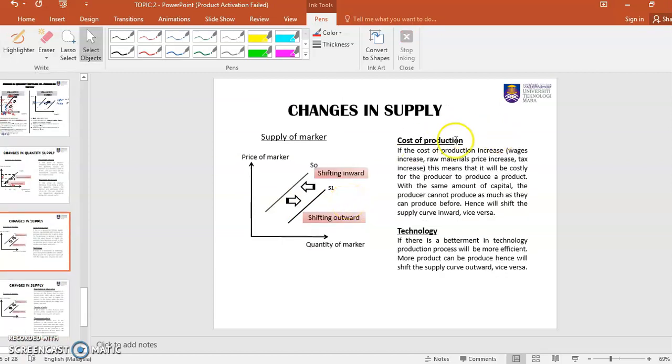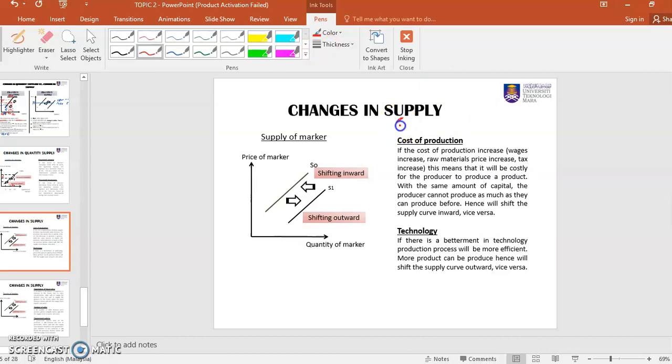Okay, cost of production. If the cost of production increases, for example wages increase, raw material price increases, tax increases, this means that it will be costly for the producer to produce a product. With the same amount of capital, the producer cannot produce as much as before. Hence, it will shift the supply curve inward. Cost of production is usual, right? As a seller, if cost keeps increasing, we will produce less, right? Not because the price is high, but less because cost is already expensive.